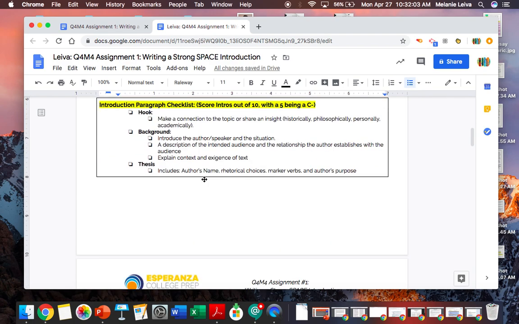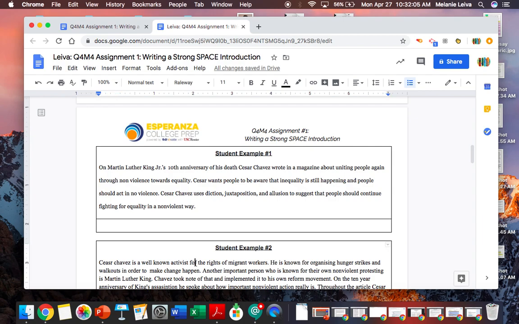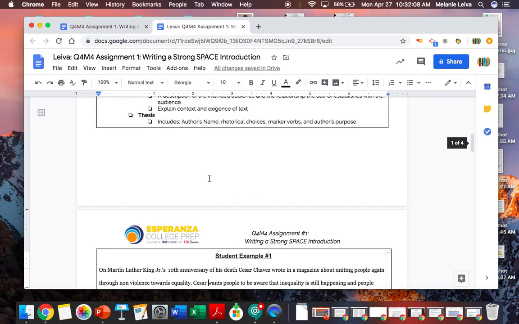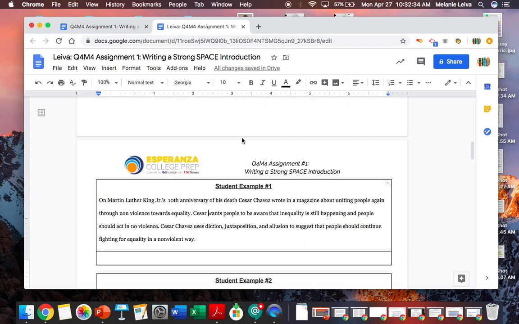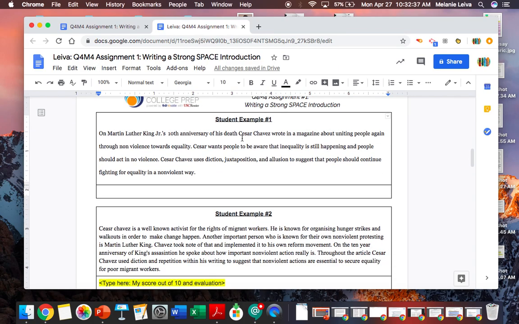Okay, so for these student samples, there are 3 student samples. You're going to look at them and make sure that they're effective. The way you're going to do that is you're not rewriting them, you are simply scoring them and giving your rationale. You're scoring them out of 10, with a 5 being a C minus. So if a 5 is a C minus, a 10 is an A plus, a 6 is a C, a 7 is a B, and so on and so forth, right? So out of 10, what would you score that introduction, and why?